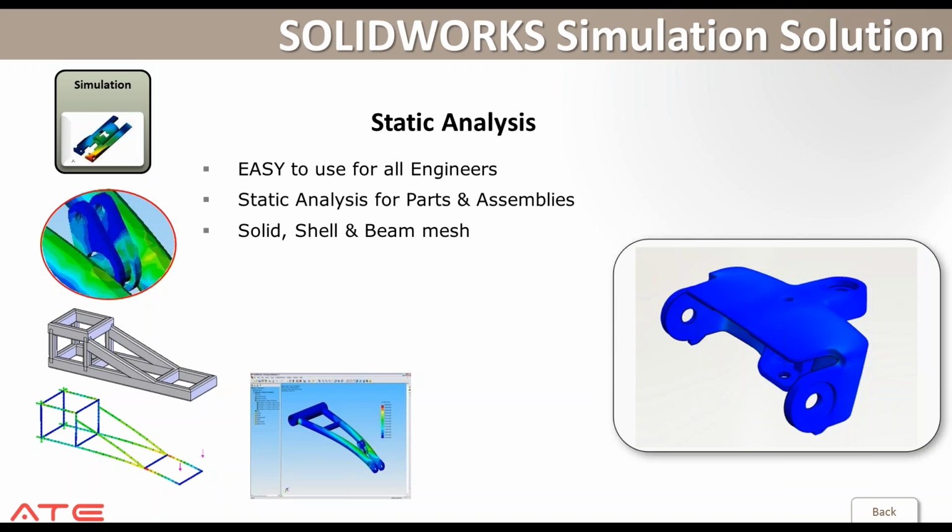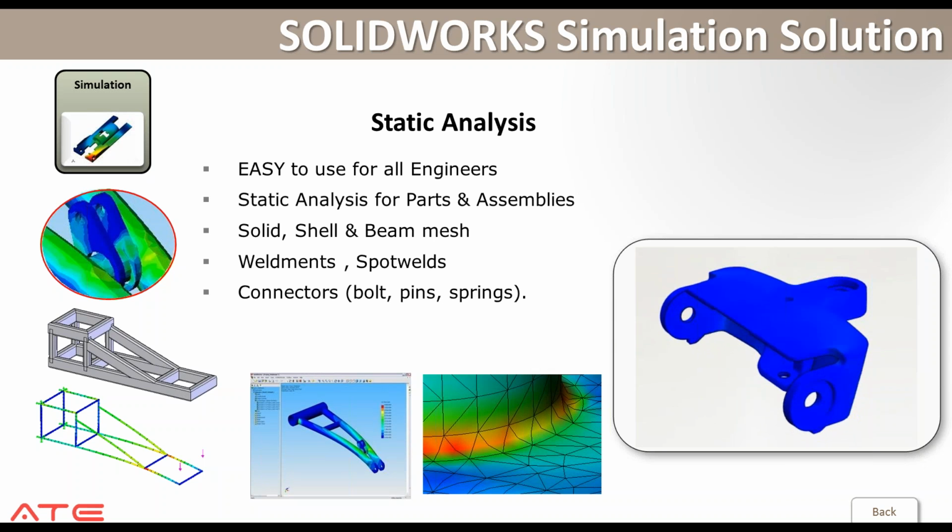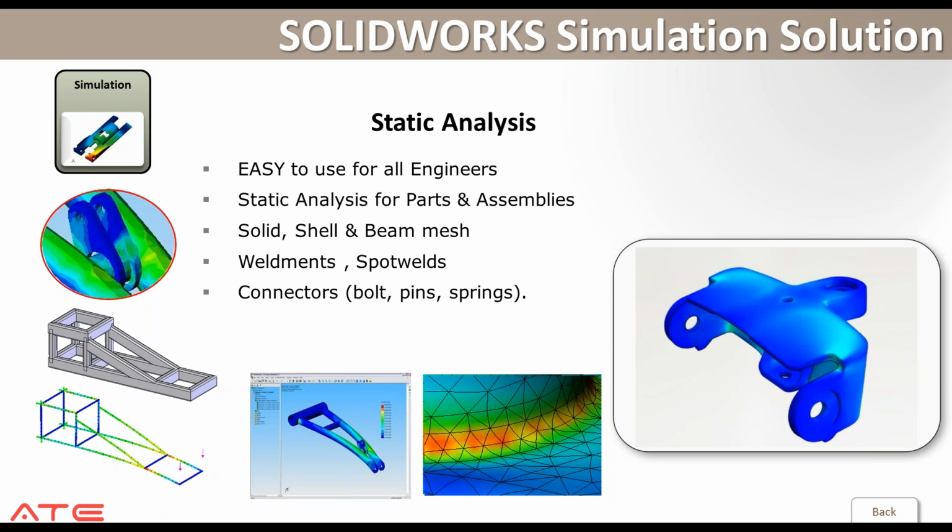As I mentioned earlier, we are able to do solid meshes, shell meshes, which are typically sheet metal components, and beam meshes, which are typically weldment components, or components such as I-beams, hollow bars, cylindrical bars, and so forth. Then we can also assign contacts such as welds on the connecting components. The connectors can also be automatically assigned.